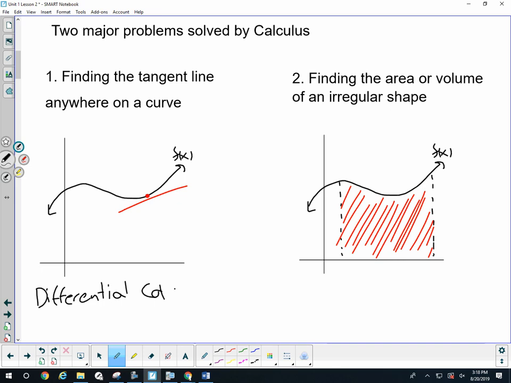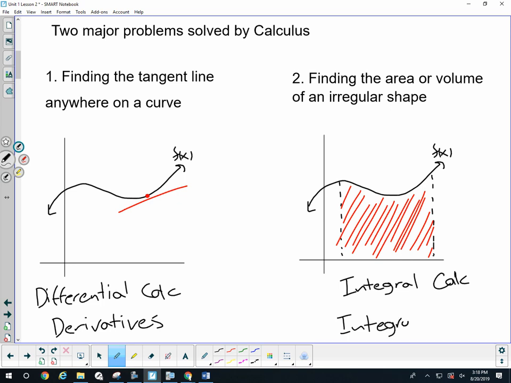And we're going to talk about derivatives. And we'll be talking about derivatives pretty much the entire first semester. Second problem, we call it integral calculus, and we'll be using integrals at the very last unit of the first semester and all of the second semester. They seem like two very separate problems, but they are very much so related to one another. Seems odd that they are related to each other, but we will eventually get to their relationship in the future.